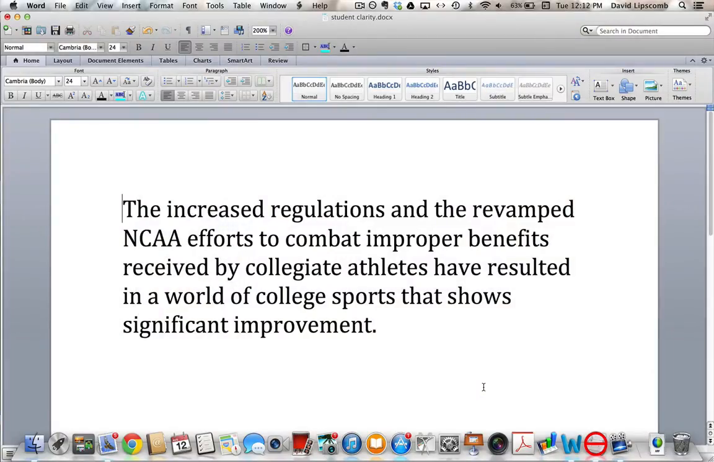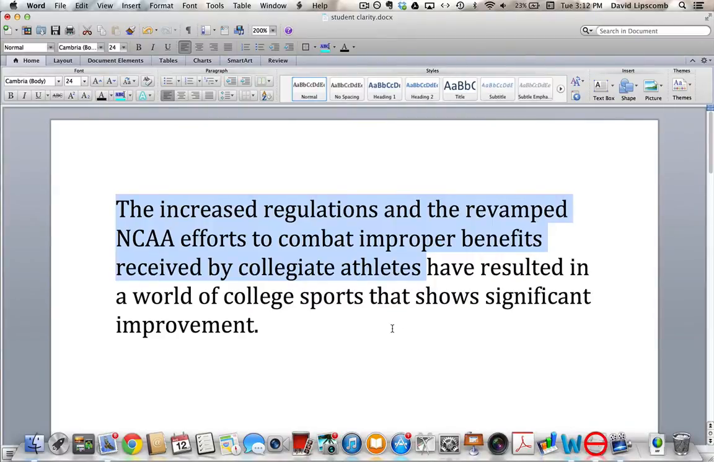A while back, a Georgetown freshman wrote a very good essay about paying collegiate athletes. But this was his opening. The increased regulations and the revamped NCAA efforts to combat improper benefits received by collegiate athletes have resulted in a world of college sports that shows significant improvement. No matter how you feel about recruiting and paying college athletes, I bet you found that opening unclear.